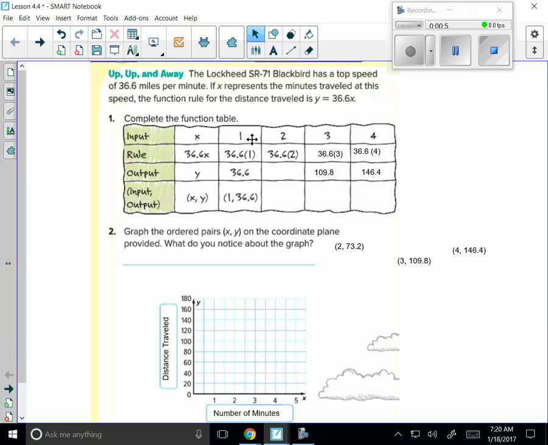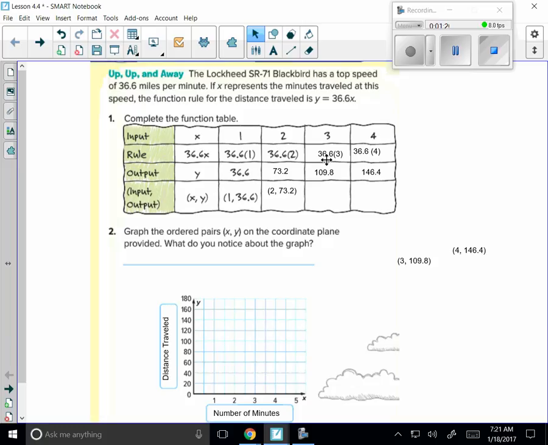So if we look at the first column, we'll go ahead and do the second one. We can look back at the first one for an example. We have the input of 2, so 36.6 times 2. And that gives me a total of 73.2. So I can type that in here. Make sure you have that filled in your chart. And then if I want to put that into an ordered pair, I put the x value first, which is 2, and then the y value, which was the output, 73.2.